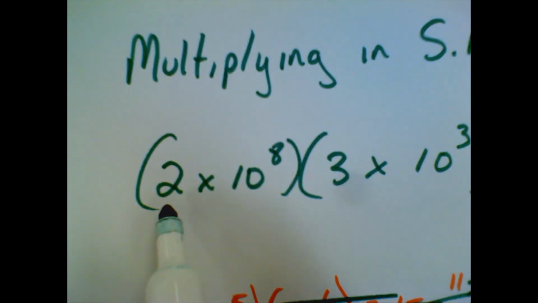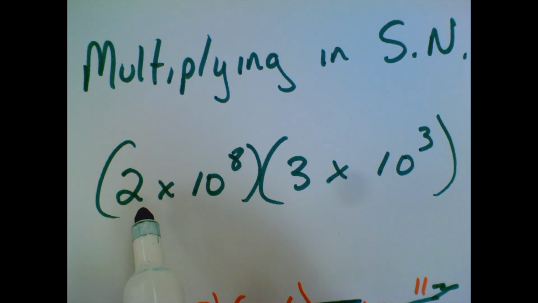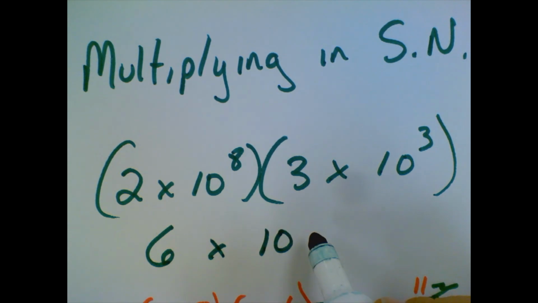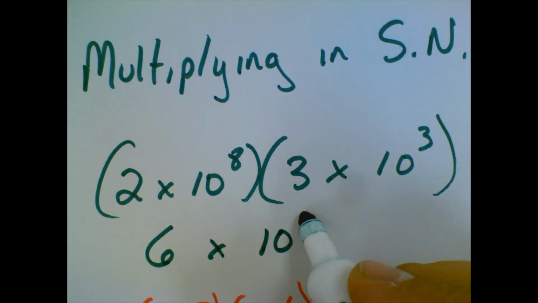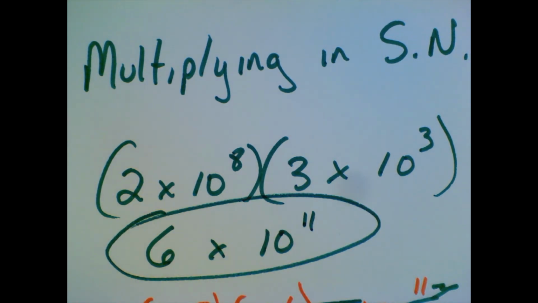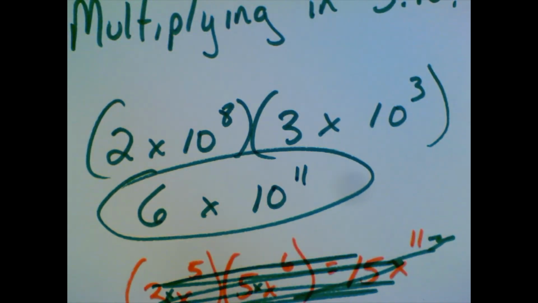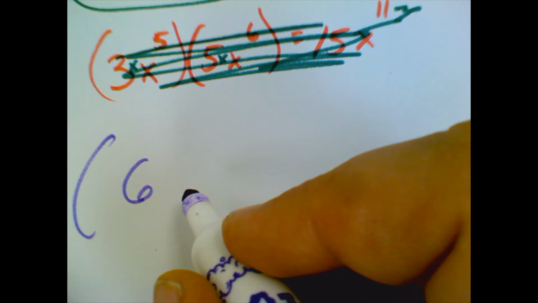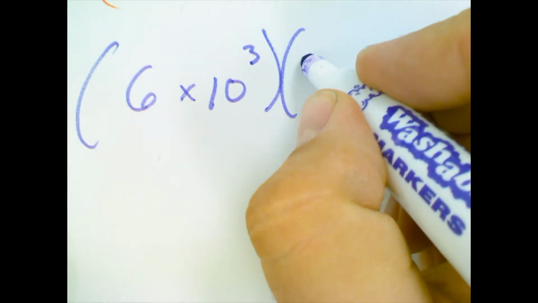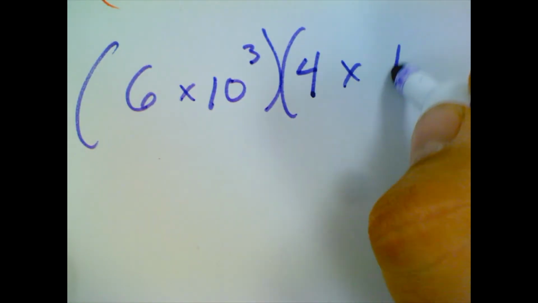So when you multiply scientific notation, you're going to multiply 2 times 3 together to get 6, times 10 to the, add the exponents, 11th. It's as simple as that. All right, let's do another example. Let's do 6 times 10 to the 3rd times 4 times 10 to the negative 2nd.